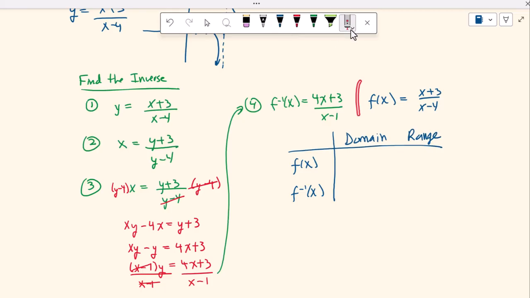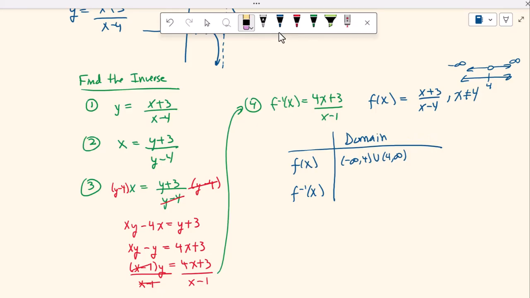Okay, so here's my original function, f of x. The domain means what are the possible x values? Well, the x values can be every single thing except what makes this undefined, and that is if x equals 4. So for this one, x cannot equal 4 because the denominator would be 0. On a number line, it goes from negative infinity to 4, and then from 4 to infinity, but it can never reach 4. So the domain is negative infinity to 4, union 4 to infinity. Okay, that's what that looks like.